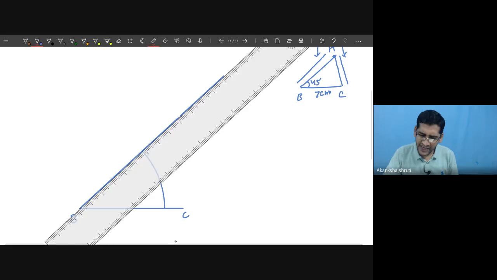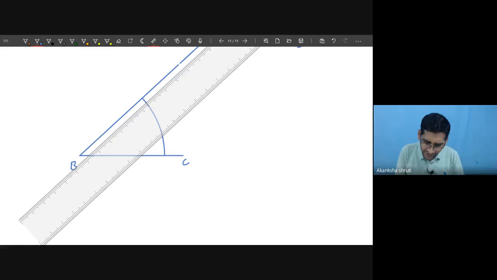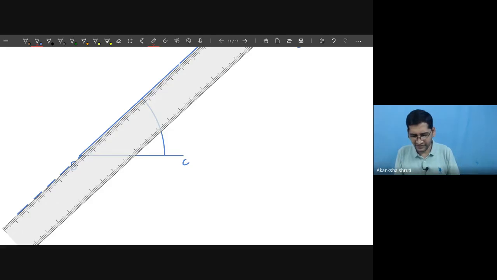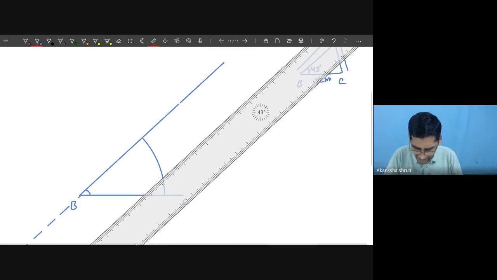But in this case, you should be ready that the bisector may fall in the forward direction or maybe in the backward direction also. So extend this length even backward also. Okay, students, you have to keep that in mind. Only that much difference. So this angle is 40 degrees.